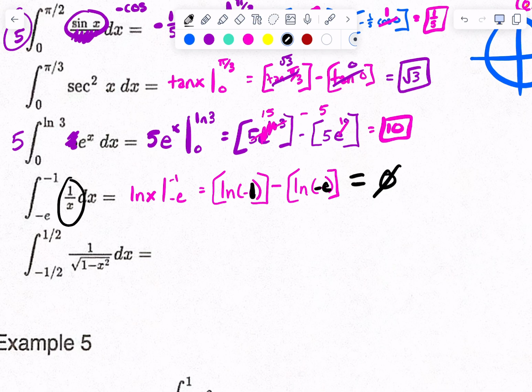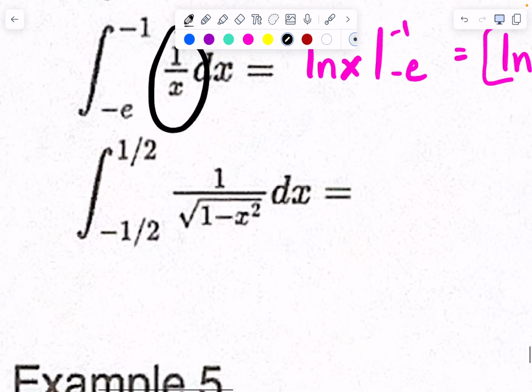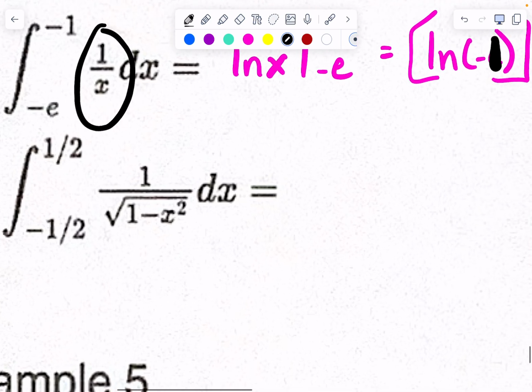Interesting. Is the next one one of our problems on our sheet? What's the antiderivative of 1 over the square root of 1 minus x squared? I think it's inverse tangent. No, inverse sine.